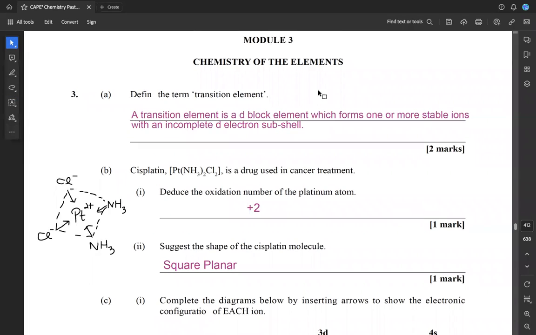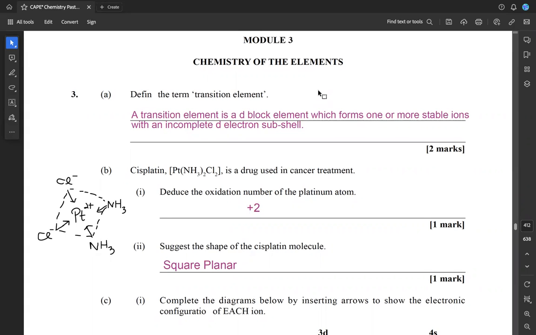Okay, guys, so let's just quickly go through another module 3 question on transition elements, right? The more practice you get with transition elements, I think the more comfortable you'll be going into the exam. So let's look at this question. And the first part is where they're asking us to just define the term transition element.